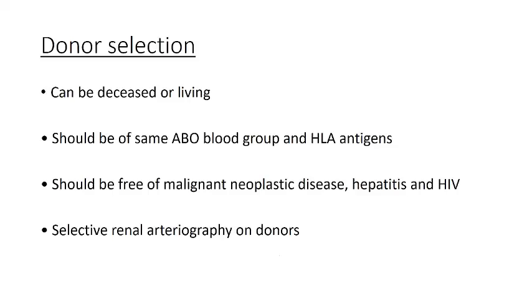Donor selection: the donor can be deceased or living. Should be of the same ABO blood group, so donor and recipient should have the same blood group. And should be free from malignant neoplastic disease, hepatitis or HIV, and selective renal angiography of the donor. So this is the renal transplant therapy. So these are the different treatment modes we go for in kidney disorder.